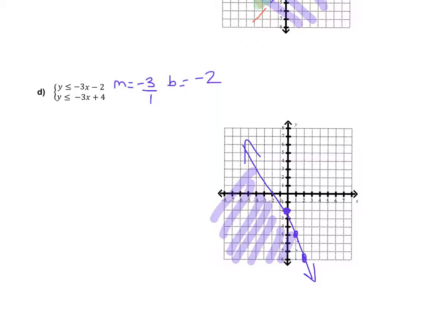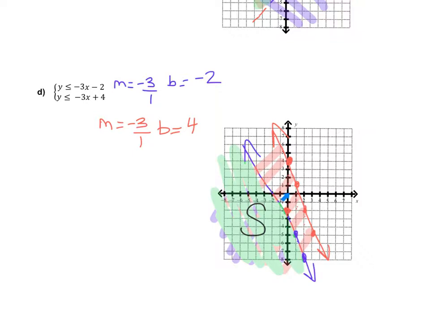The second one, the slope is also -3 over 1, but the y-intercept is +4. So you're going to go down 3, to the right 1. You notice it's the same slope, so they're going to be parallel. They're both or equal to. And this one is less than as well. So when I go to shade this, the overlapping is just this part here. So basically everything that the blue line had, that was the solution, because that was the overlap.